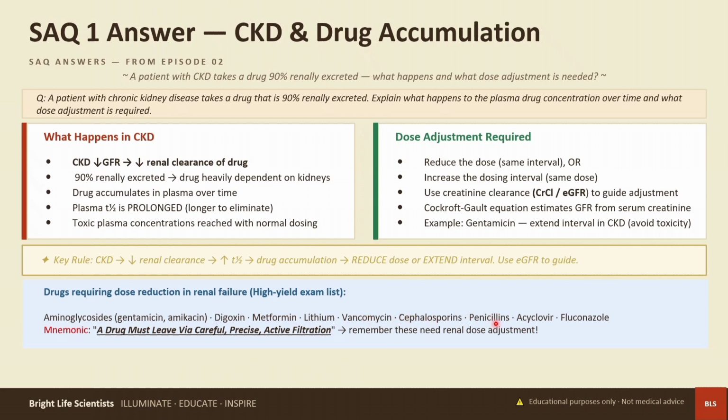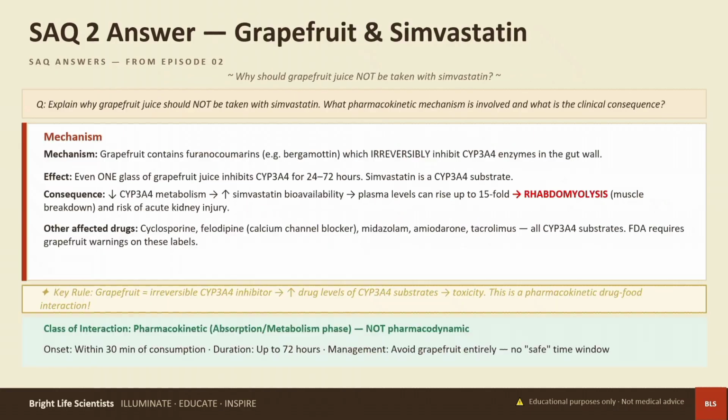for acyclovir and fluconazole. For our SAQ 2, short answer question 2, which was about grapefruit and simvastatin. Why should grapefruit juice not be taken with simvastatin? What pharmacokinetic mechanism is involved? And what is the clinical consequence?